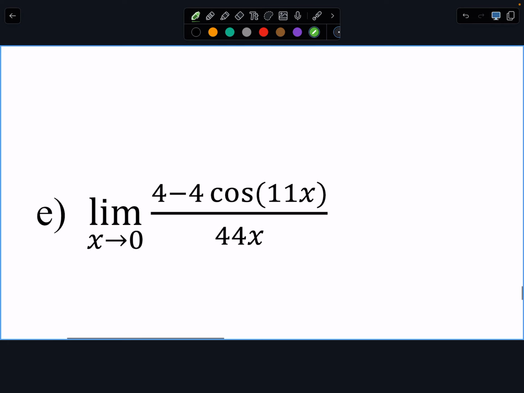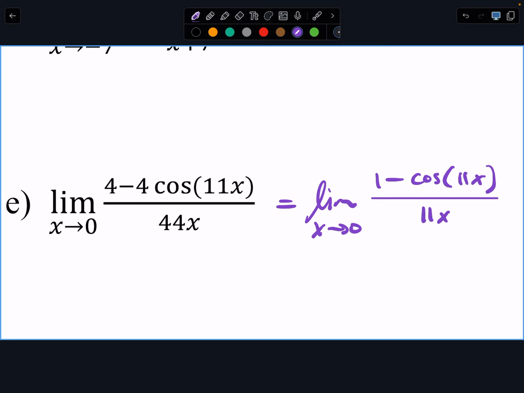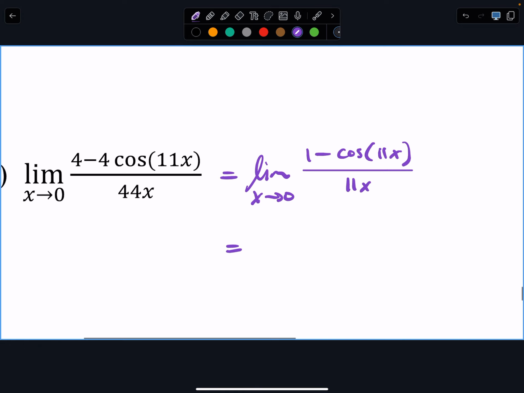Okay, this one's a little different. Do we see that we could think about factoring out a 4? If we factor out the 4, here, I'll write this out. The 4 would cancel with a 4 in the denominator, so we would have the limit as x approaches 0 of 1 minus cosine of 11x over 11x, which that 11 would just be a horizontal compression by a factor of 11, so this is still 0.